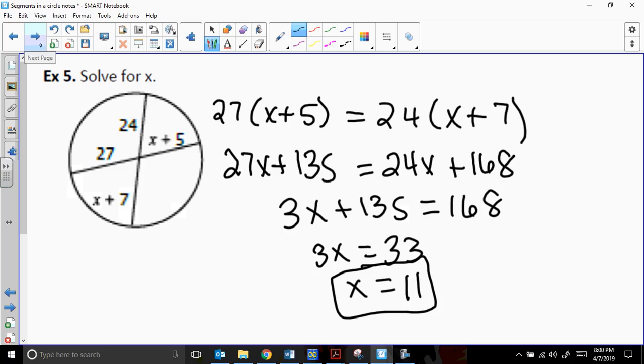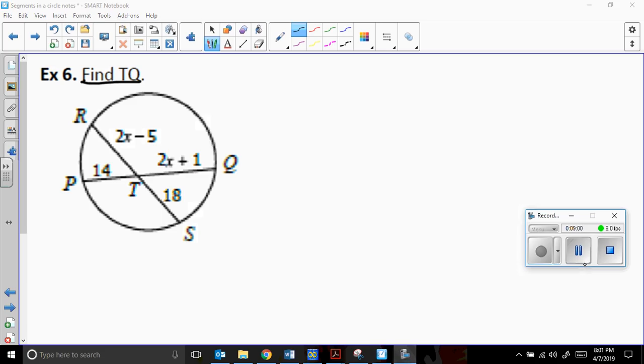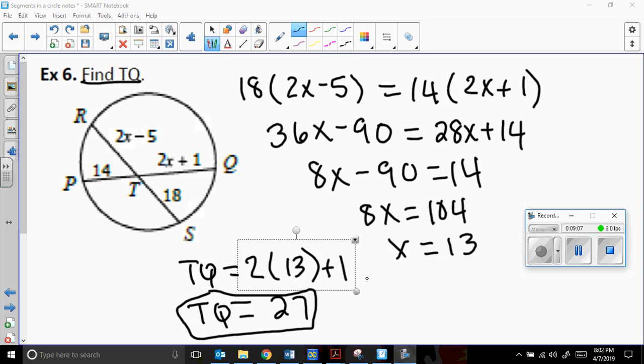Alright, so what I want you to do is pause the video and you try number 6. Make sure you know that you're trying to find TQ. Okay, so pause the video and see what you come up with. Alright, so working this out, you should have found that TQ was 27. You should have been able to multiply the pieces of each chord together, and then solving, x is 13, and then be able to plug that in and get TQ is 27.